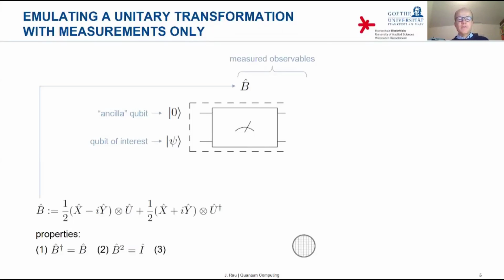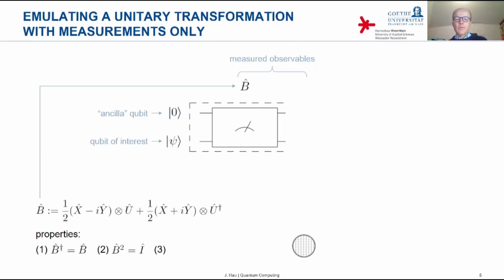This immediately tells you something about the possible eigenvalues of that observable, because the eigenvalues then must satisfy the condition that their square is equal to 1. And this is only possible for two eigenvalues, namely +1 and -1. So you already know that the spectrum of this observable can only contain the values +1 and -1.